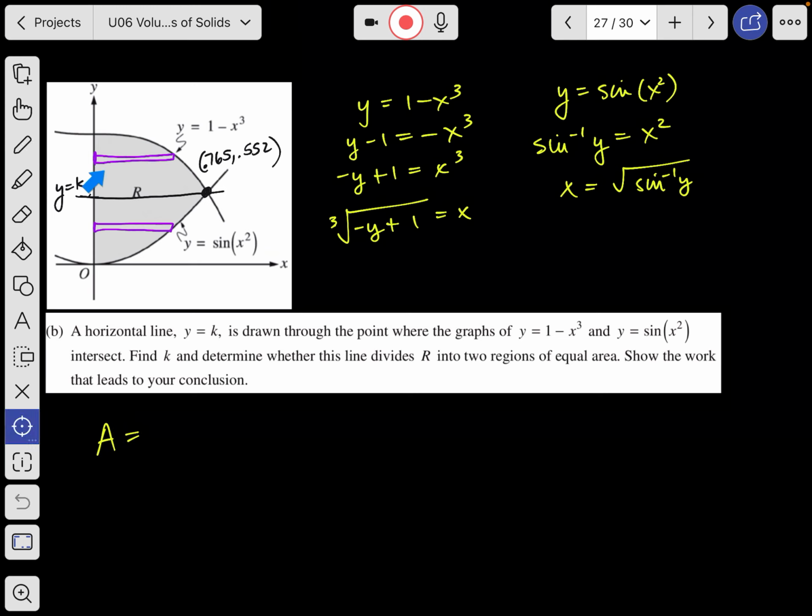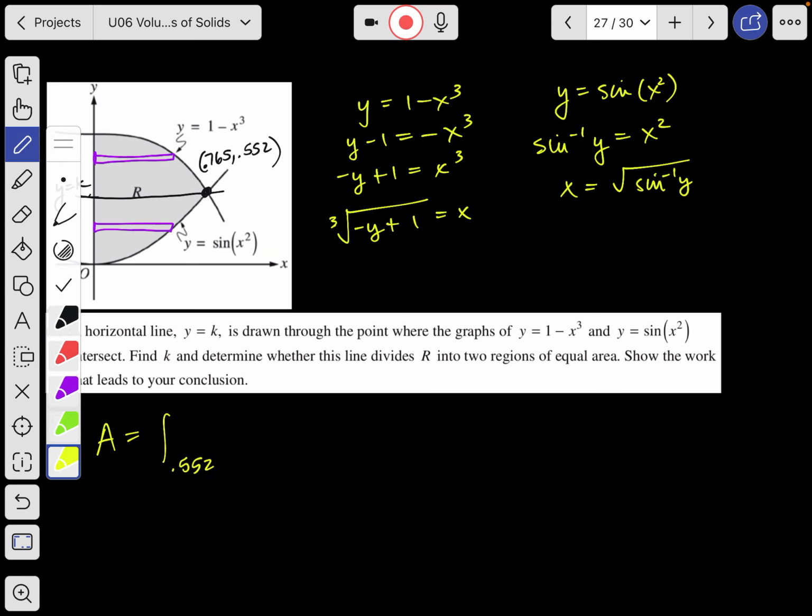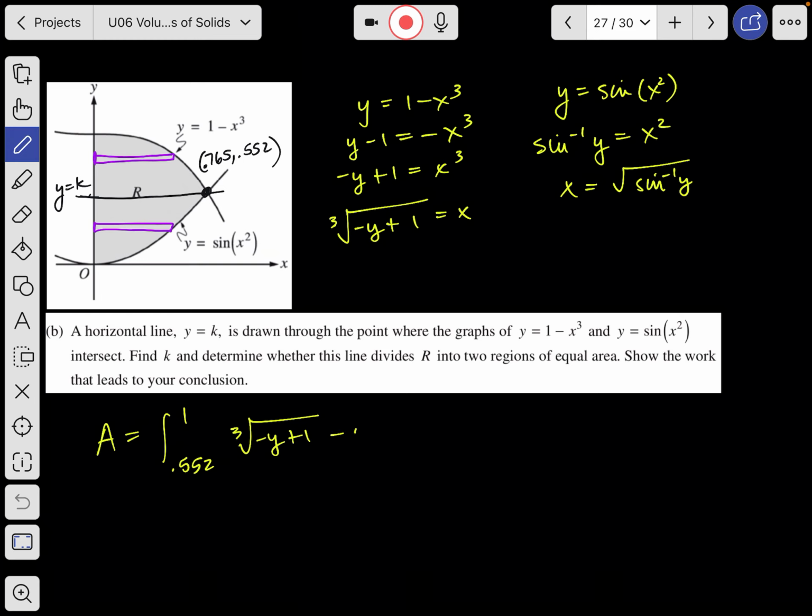So the area of the top region, I'm just going to look at this guy right here, is from this y value, 0.552, up to 1. So 0.552 to 1, and the right function minus the left function. The right function is this guy in terms of x. So this will be the cube root of negative y plus 1, minus 0, dy. And then we'll take that to Desmos.